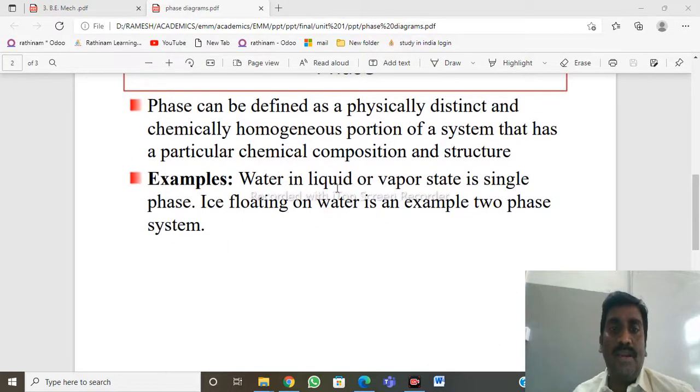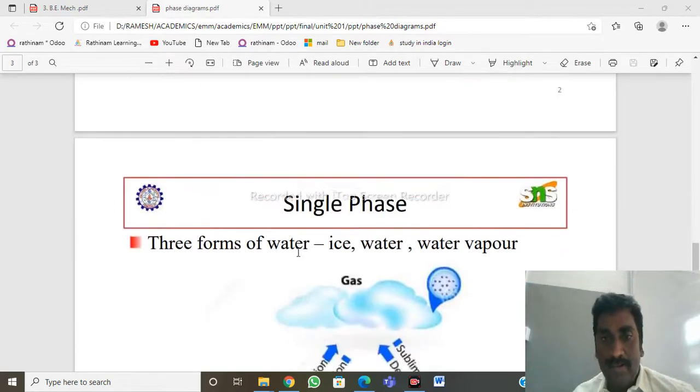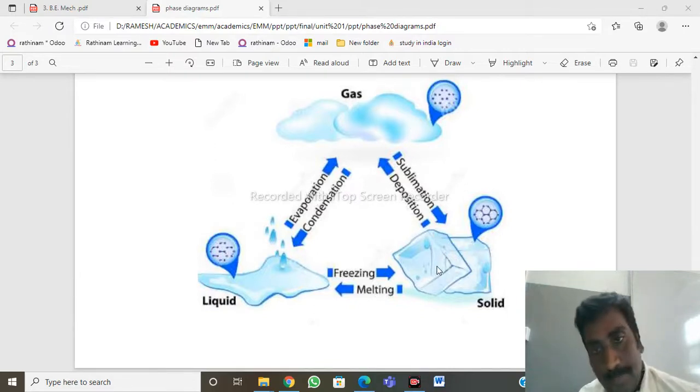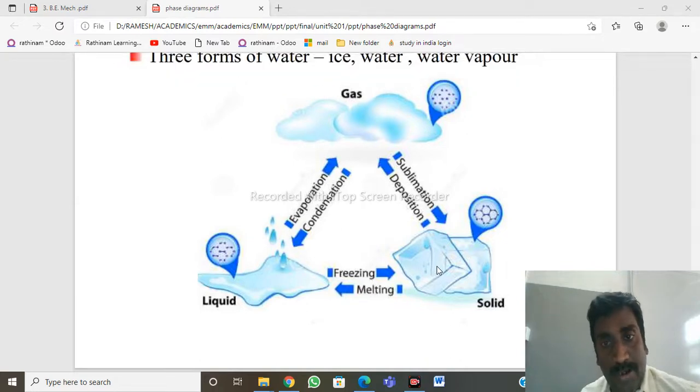If you are considering water in liquid or vapor state, that is a single phase. Ice floating on water is an example of two phases. That means if you have an ice cube and you apply around 200 degrees to this ice cube, what happens? Straight away it is converted into the gaseous state. That's all. That is not the liquid state process. That means we can increase the temperature, and depending upon the temperature, the phase change can be processed.